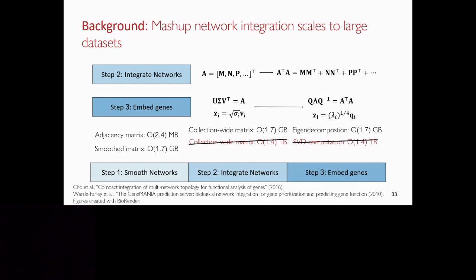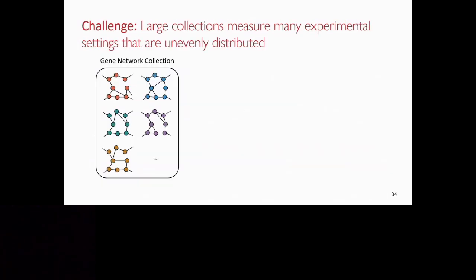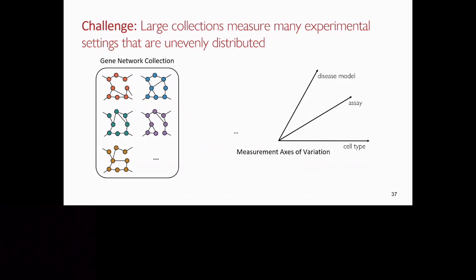But we think there are still some important challenges to think about when we're applying network integration to really large collections. And what we focus on with Gemini is thinking about the sources of variation that exist in those functional screens. So for instance, maybe we think they come from experiments that are measuring different cell types. They might use different assays to quantify gene-gene relationships. Perhaps they're interested in different disease models.